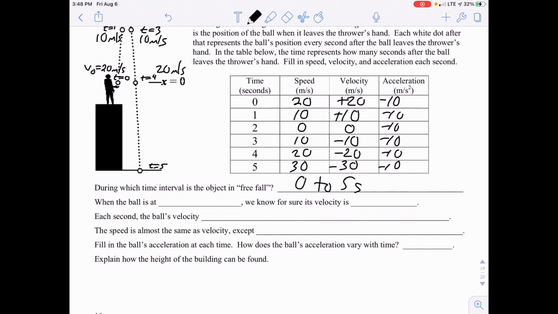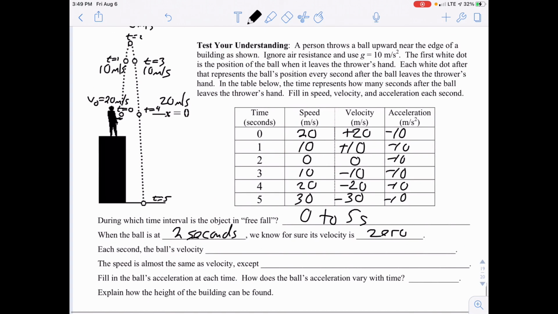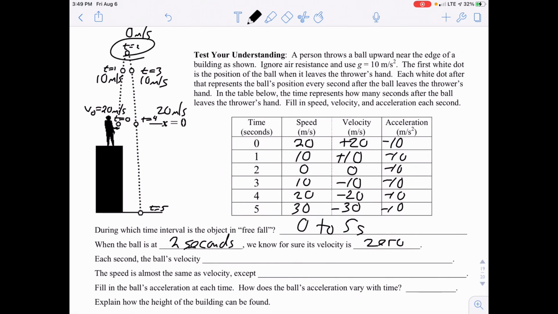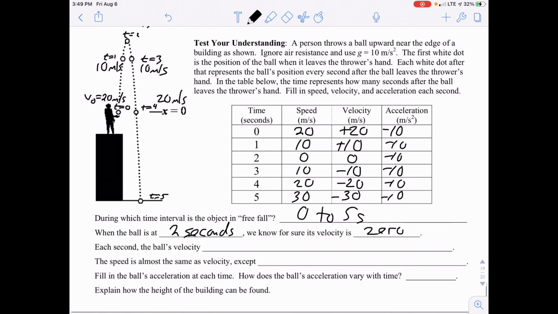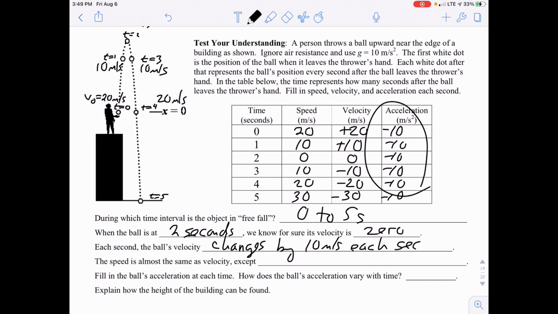When the ball is at 2 seconds specifically, we know for sure its velocity is 0. Why? Because that's the point in which it changes direction. And when things change direction, they have to momentarily stop before they actually change direction. Each second, the ball's velocity changes by 10 meters per second each second. That's how we account for the 10 meters per second squared.